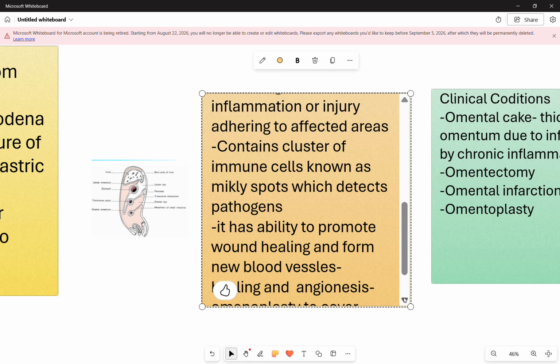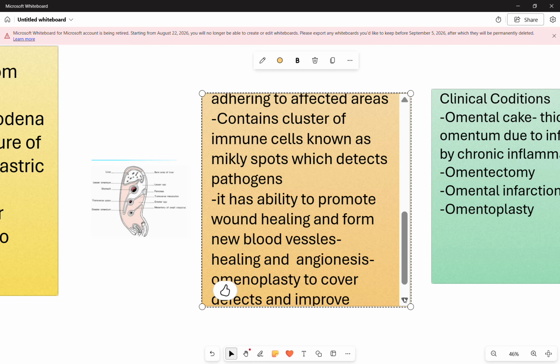One more important property of the omentum is it is very vascular, and it promotes wound healing. So you can take a segment of the omentum and cover certain defects or promote wound healing where there is continuous difficulty in wound healing, because it is very vascular.